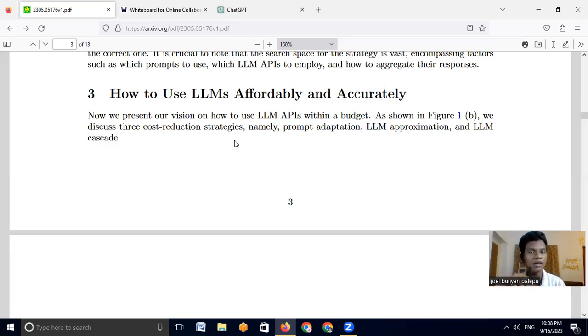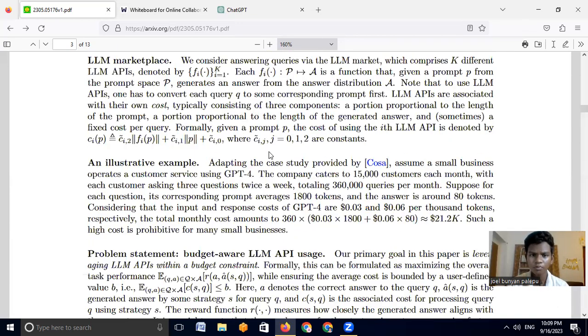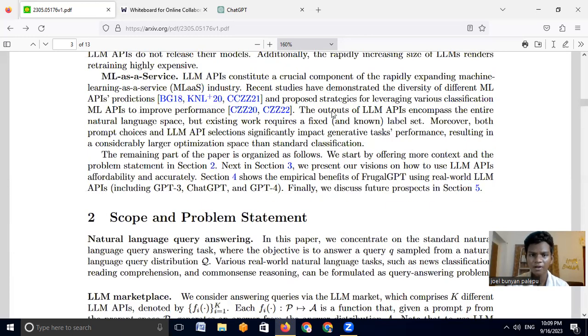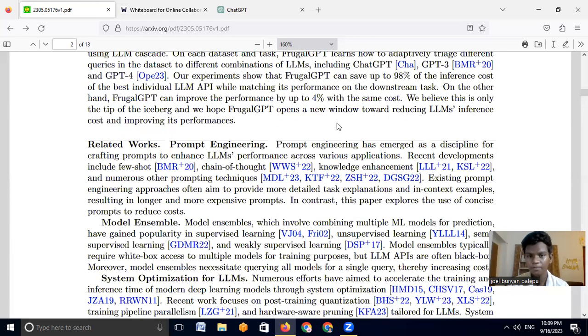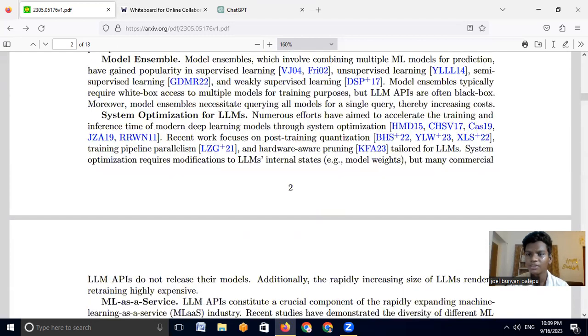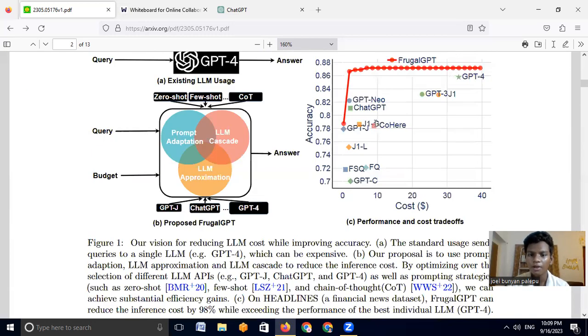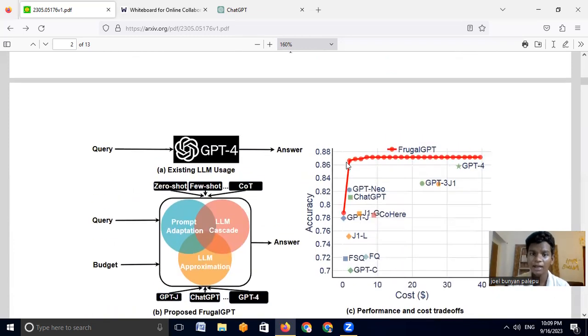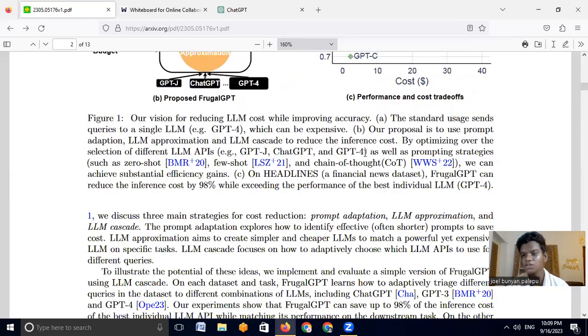Therefore, in this paper we are going to build methods to reduce the prompt cost, and they have specified the names previously. We have shown in the result section, in the graph, that we could achieve the performance of almost GPT-4 with a very small cost using FrugalGPT.